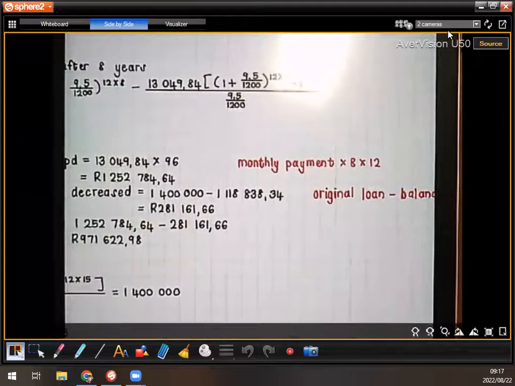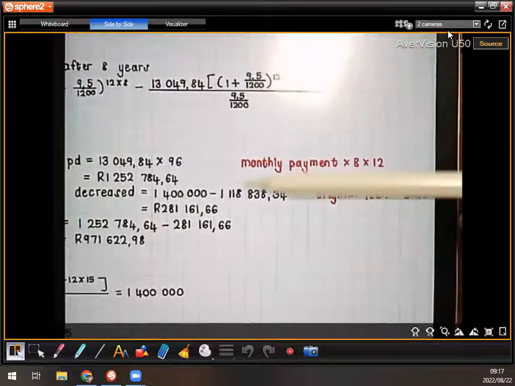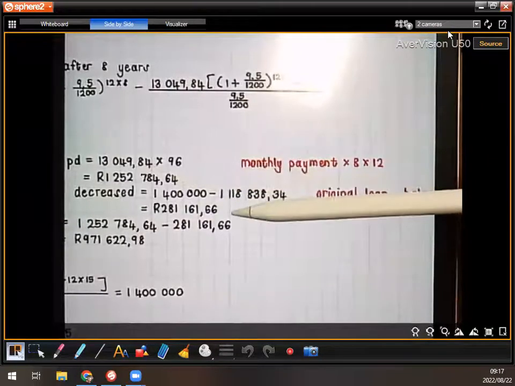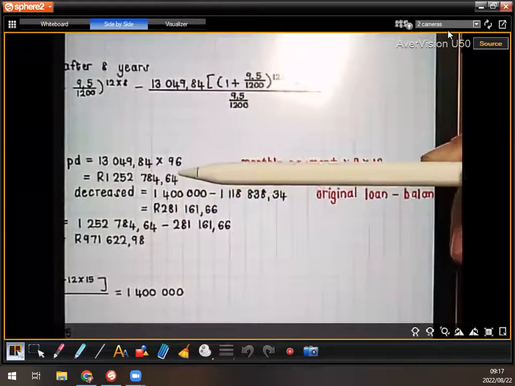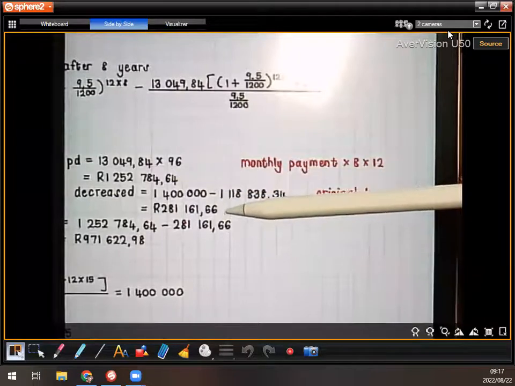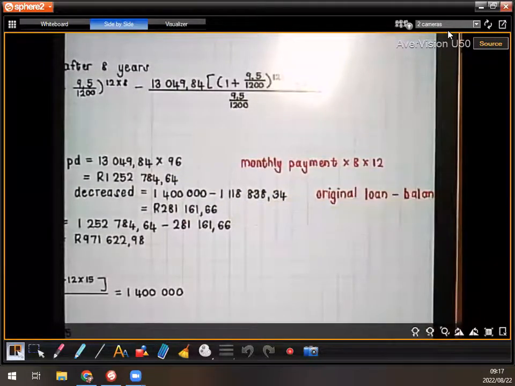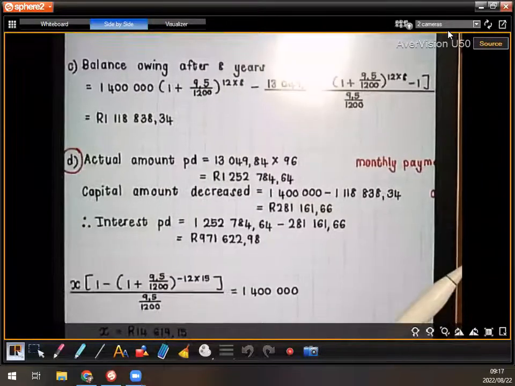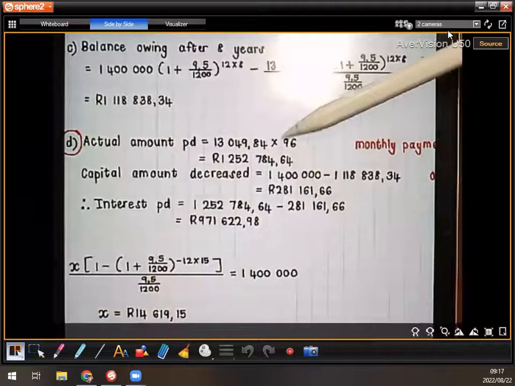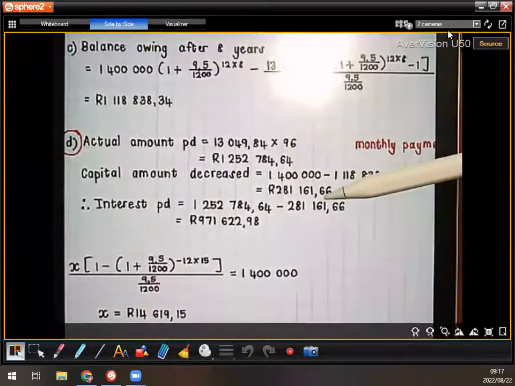So now guys, to put this into perspective, he paid 1.2 million, but he only actually paid 281,000 of the loan. So what is all that extra money that he paid? The interest amount that he paid is your total amount paid minus the capital amount that's been paid. So he paid 971,000 on interest just in the first 8 years.